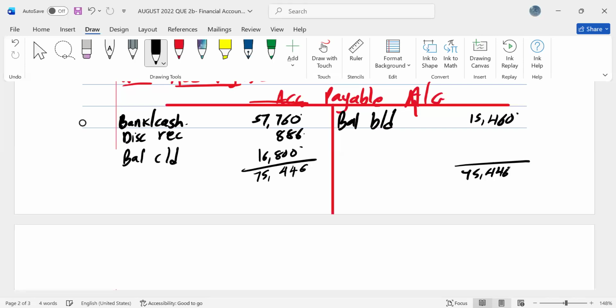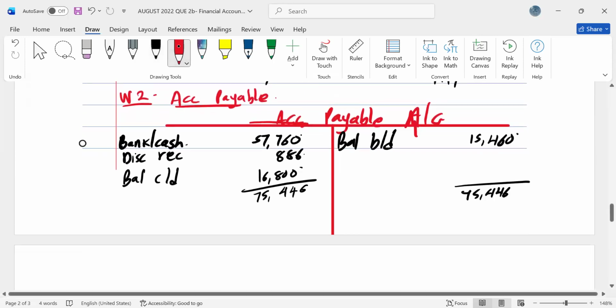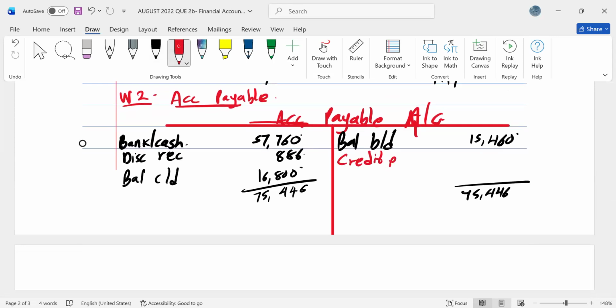Now, what's the balancing figure? In this case, if the debit side is more than the credit side, which will always be the case, then whatever we get as the balancing figure is what we call credit purchases, those that were bought on credit. Credit purchases.